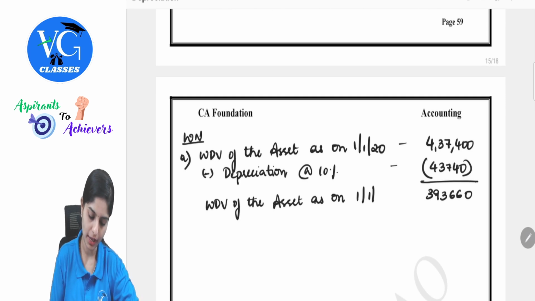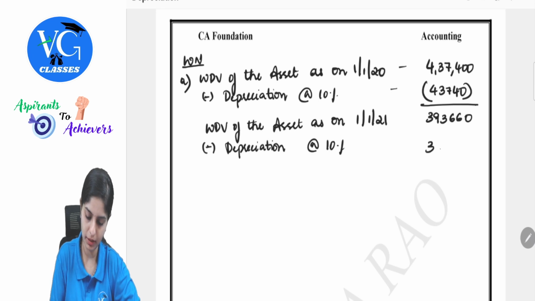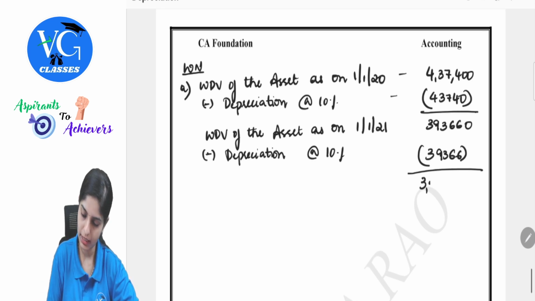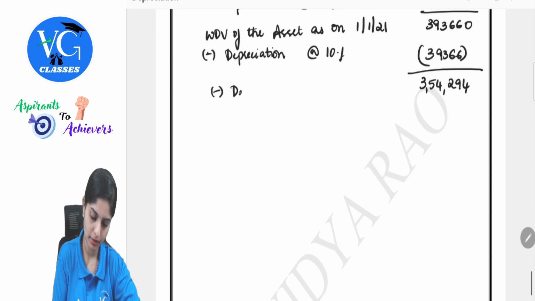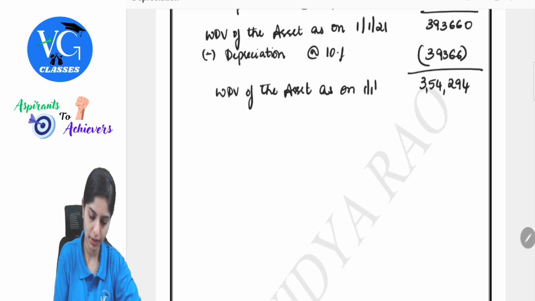So we will get the value as on 1st Jan 21 minus depreciation at 10%. So this will be 393,660. 393,660 minus 10% will be 3,54,294, minus depreciation. So this will be my WDV of the asset as on 1st Jan 22.